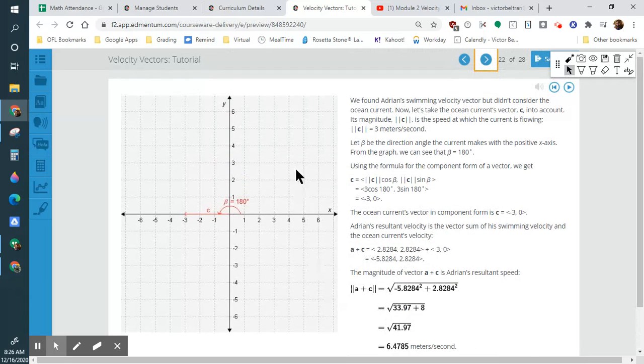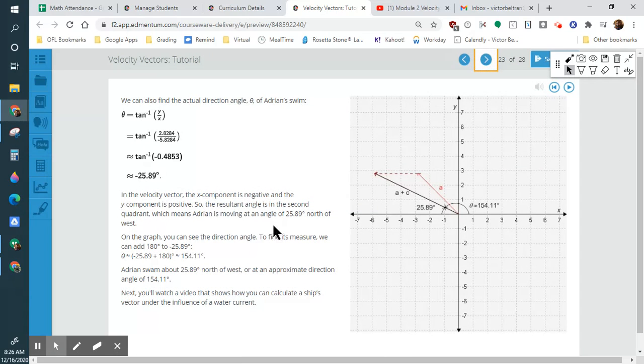So I'll let you guys read this on your own. It's basically the same thing. Just remember that the magnitude just means how long something is. Cosine is used to multiply that magnitude, and that'll give you the length of your x. Same thing with the y: magnitude times the sine to give you the length of your y.